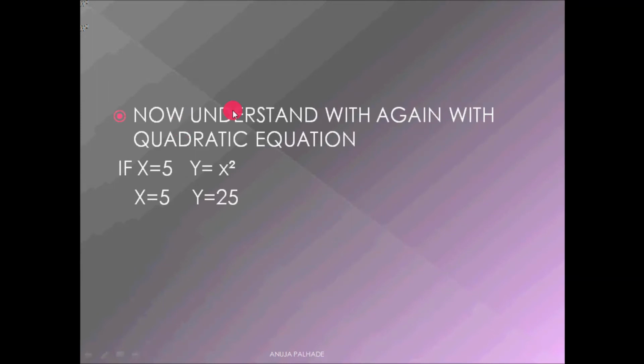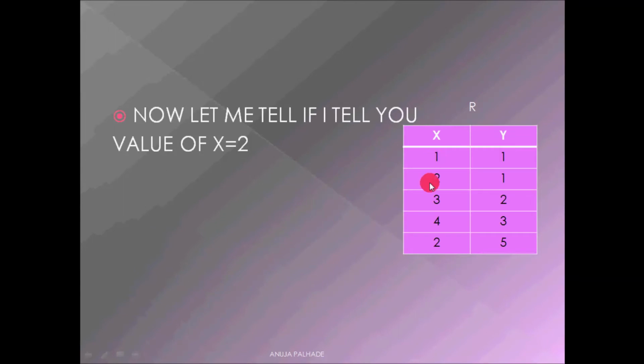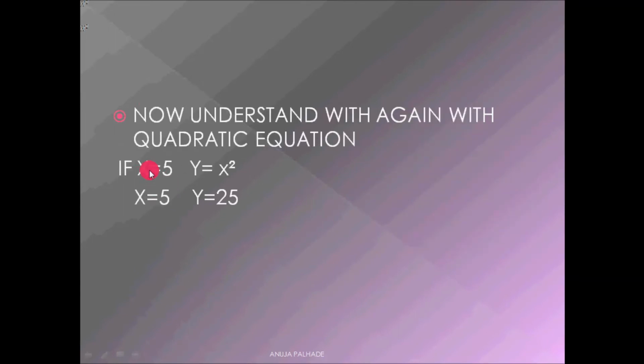Now understand this again with the quadratic equation. If I tell you x is equal to 5 and y is equal to x square, you are telling me that y is equal to 25, correct? Now, again, if I tell you x is equal to 5, can you tell me y is equal to 35 in this case? No, obviously not. If I am not changing the value of x, how could you change the value of y in the similar case?